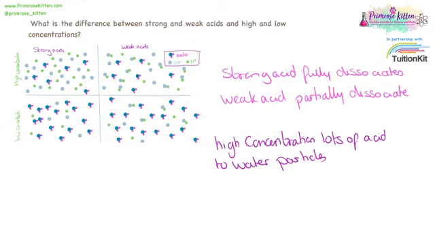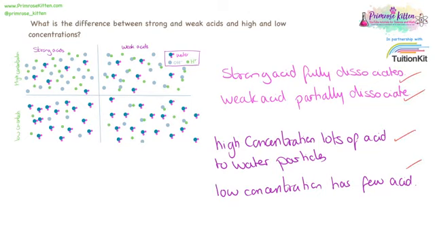whereas a low concentration down here you can see there aren't many acid particles in here. So a low concentration has a few or less acid, or a low water to acid ratio. So we need to get our wording good on these.